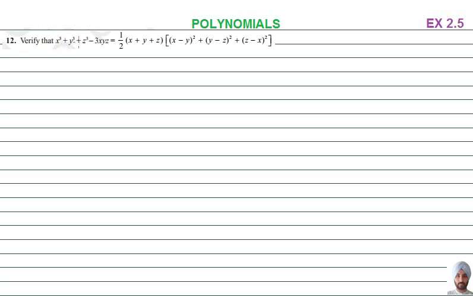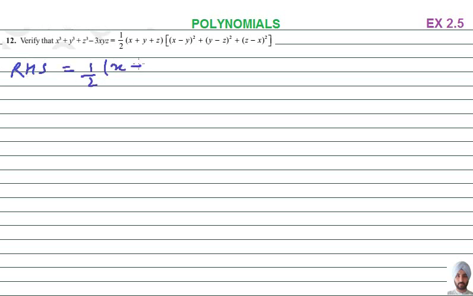Verify that x cube plus y cube plus z cube minus 3xyz is equal to half of x plus y plus z times x minus y whole square plus y minus z whole square plus z minus x whole square. I'm just going to start. LHS is very easy, so it is already simplified. I'm not going to simplify this much further, so no need of touching LHS. So I'm writing RHS only.